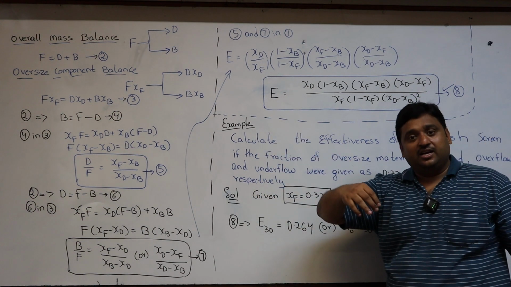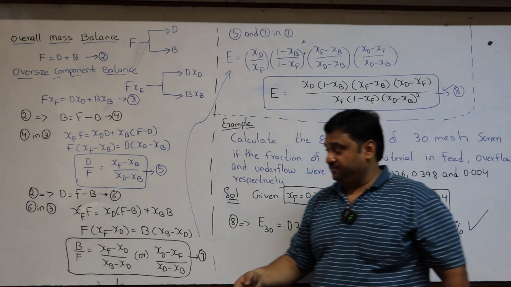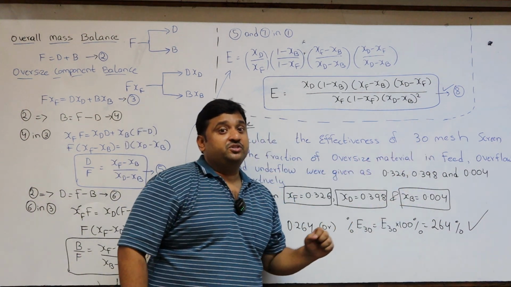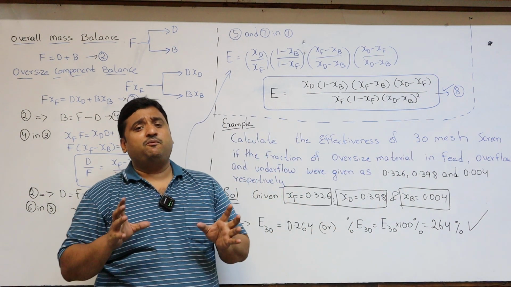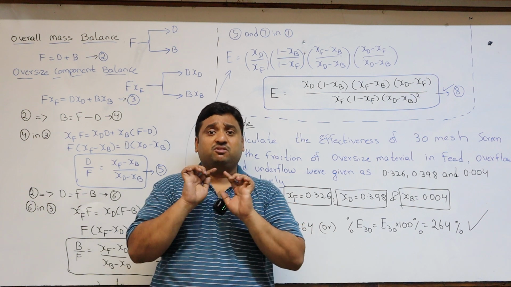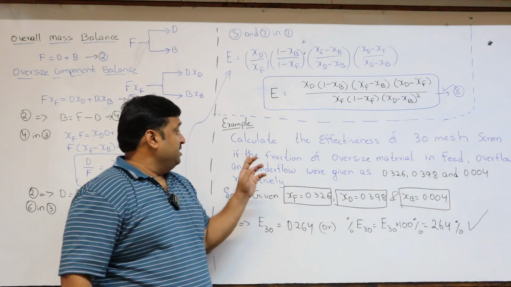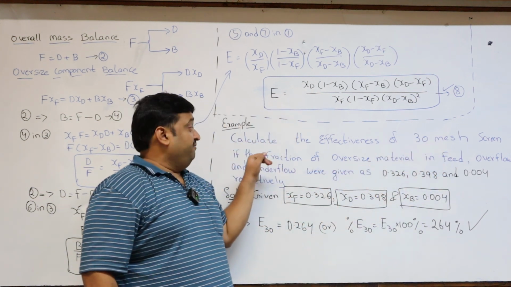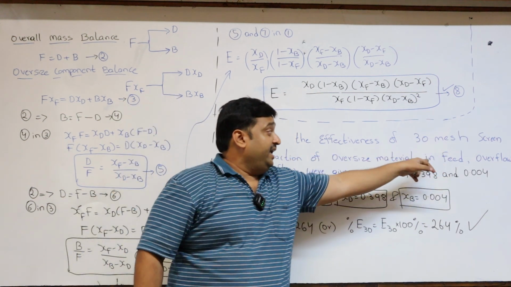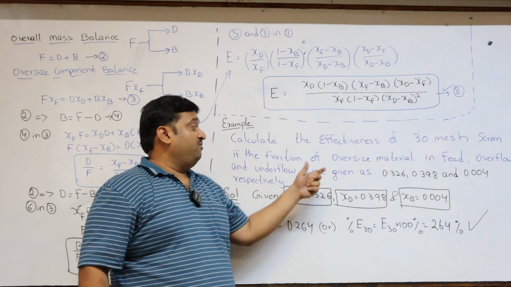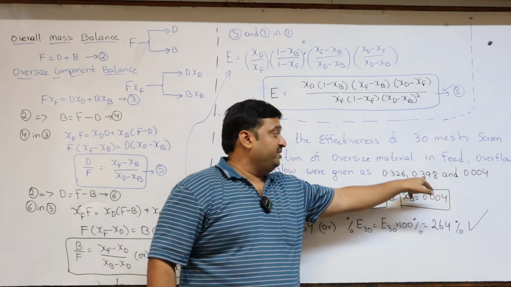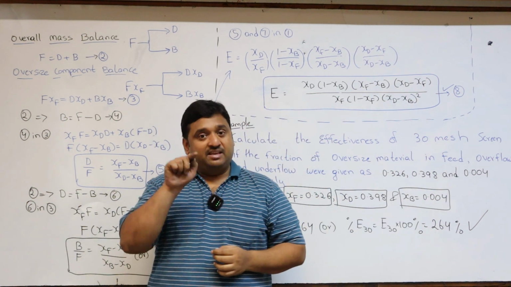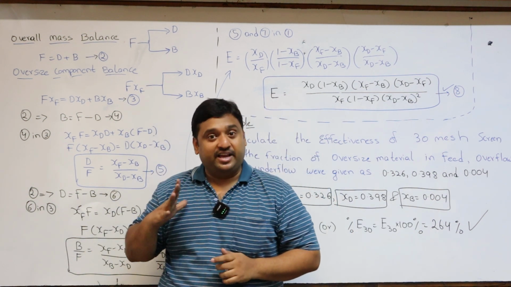So let us do a small example. Calculate the effectiveness of a 30 mesh screen. Let us say we have taken an example. I am interested in finding out the effectiveness of mesh number 30. If the fractions of oversize in the feed, overflow and underflow were given as 0.326, 0.398 and 0.004, that means they have given what xF, xD and xB are.